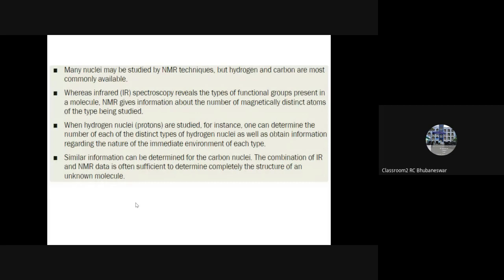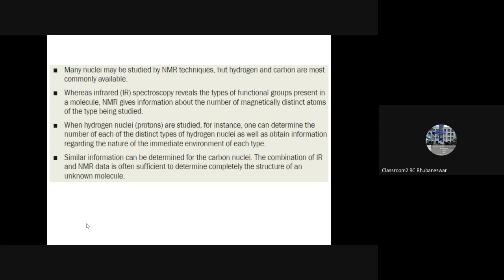Before that, you have to understand the fundamentals: which kind of atoms, which kind of molecules, can be studied through NMR. That is also a point. Many nuclei may be studied by NMR techniques, but hydrogen and carbon are the most commonly available. Okay, why so, also we'll see subsequently.